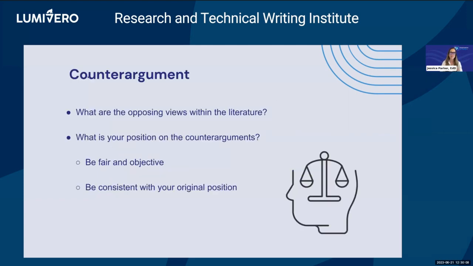And while it might seem obvious what a counterargument is, I'm going to define it anyway. As you're thinking about a counterargument, think about what the opposing views are within the literature or within your field, and then think about what your position is and how you are going to respond to this counterargument. In this process, you're trying to be fair and objective, and you should be consistent with your original position. So you're not going back and forth on your original position. You're staying true to what that original position is.